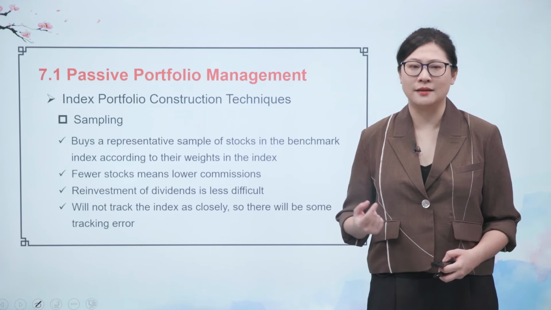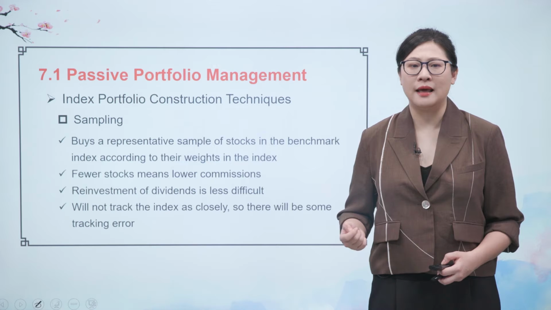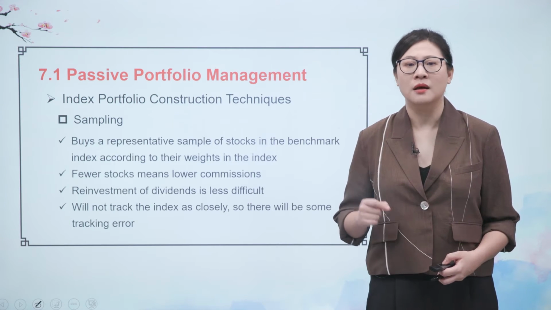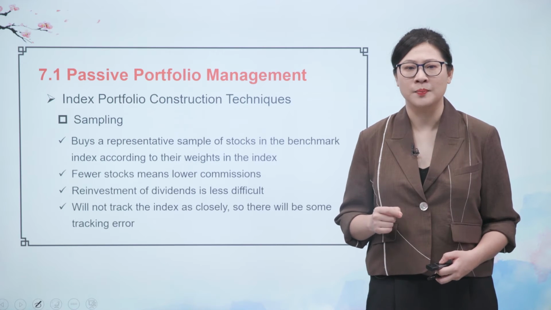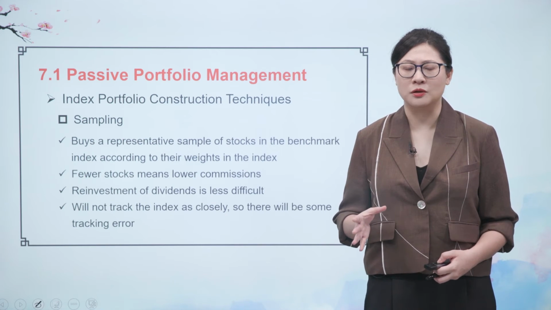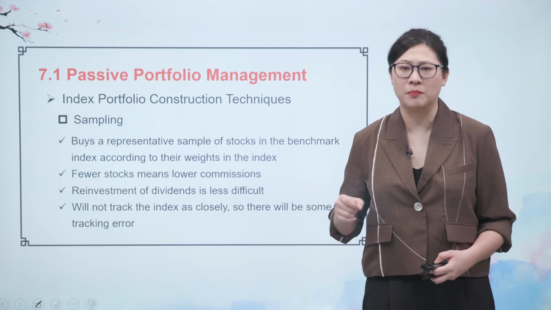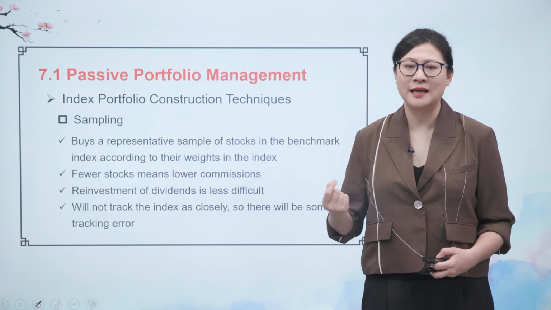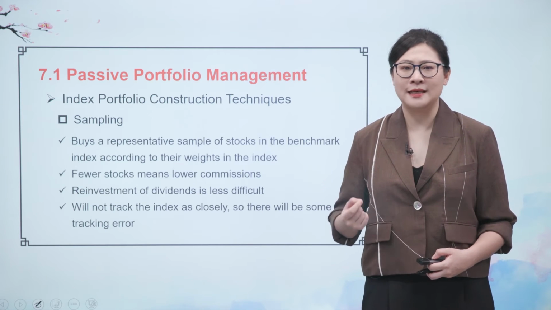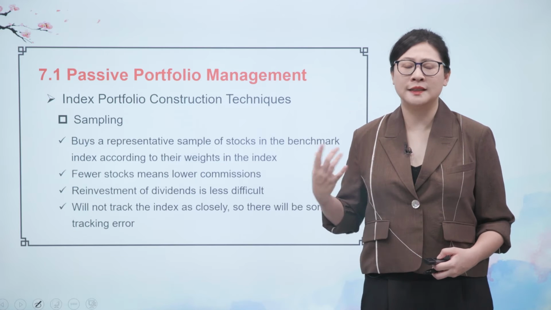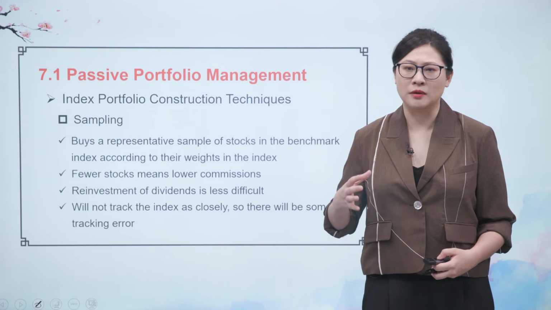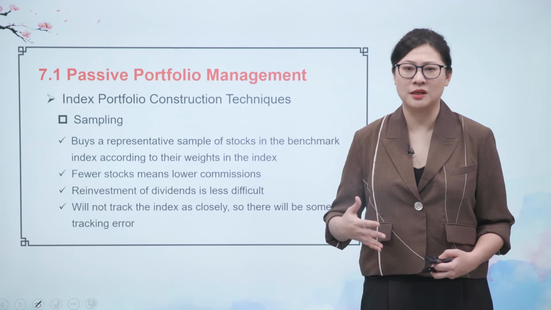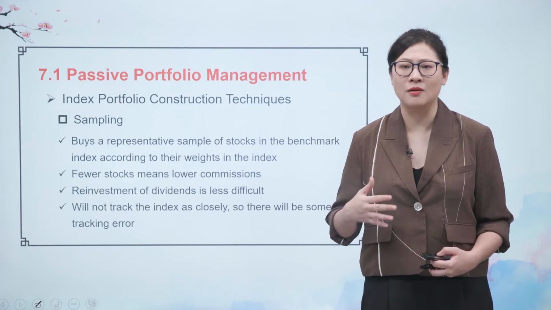The second technique is sampling. Sampling means you buy a representative sample of stocks in the benchmark index according to their weights in the index. In this method, you don't need to hold a large number of stocks in your portfolio. You only need to choose some of the stocks. So for example, if you are tracking the CSI 300, in sampling, you don't need to include all these 300 stocks in your portfolio. You can choose only 30, 50, or 100. It will depend on your strategy.